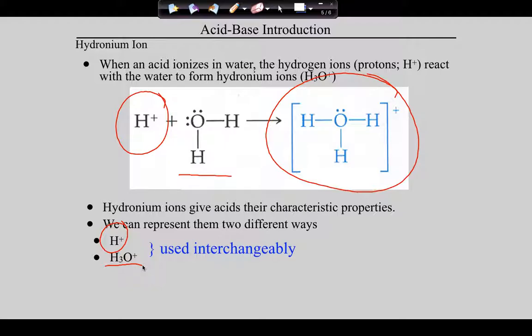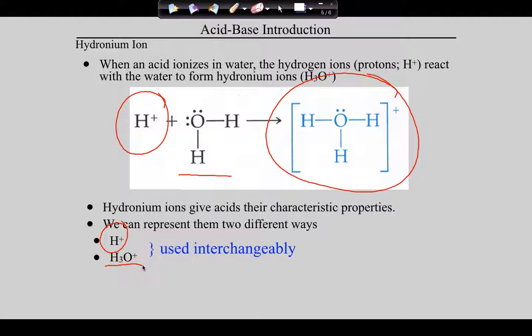And I don't want to get into this too deeply, but what is the actual definition of an acid? An acid is defined as a substance that gives away hydrogens better than water can. We'll talk more about that later. Go ahead.